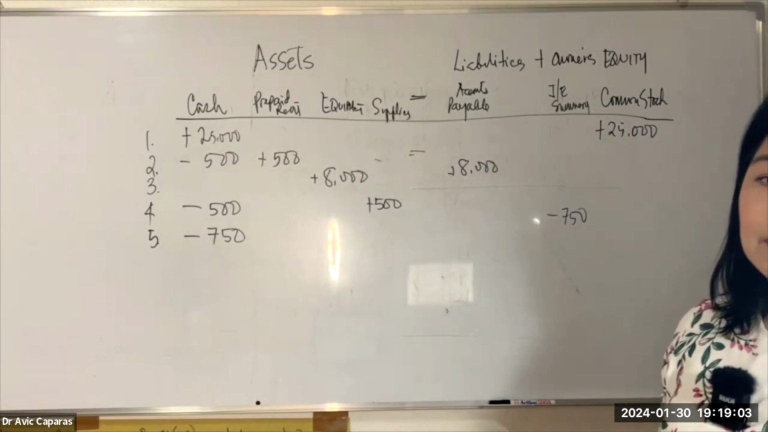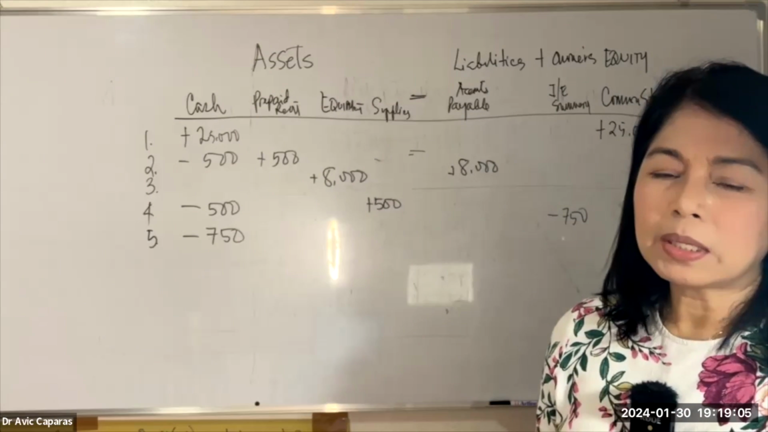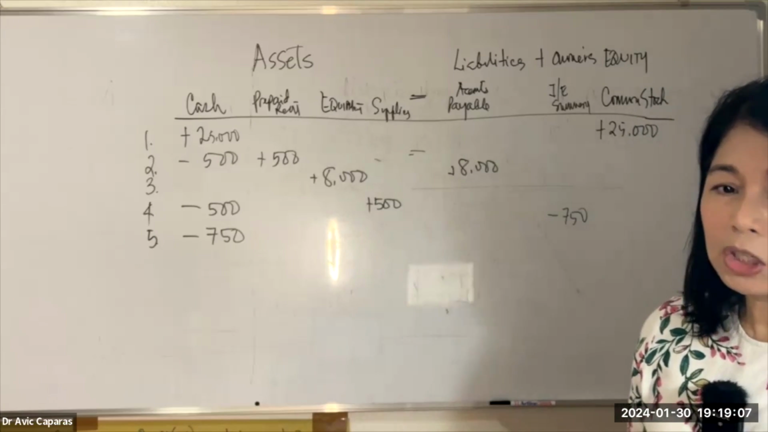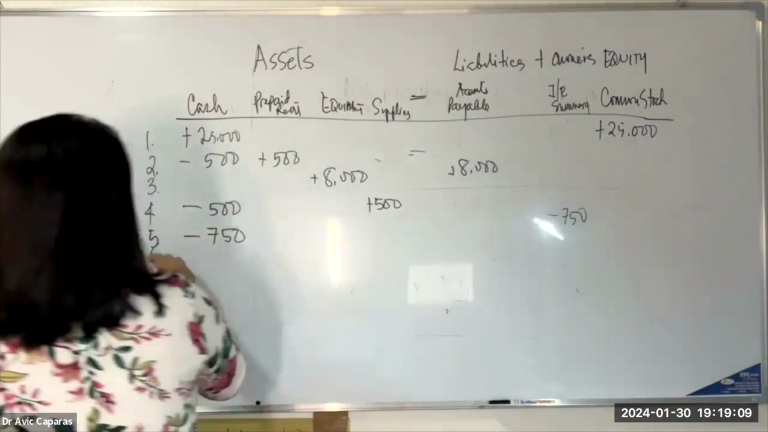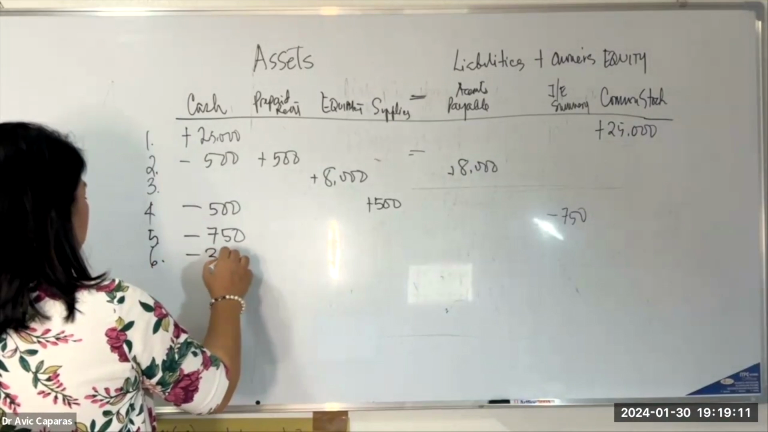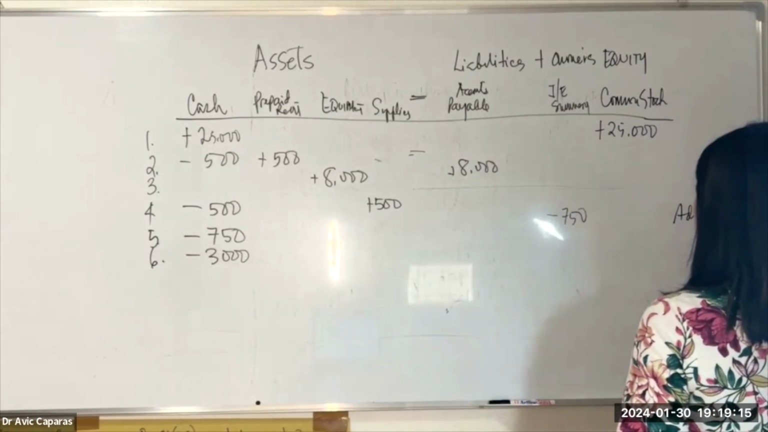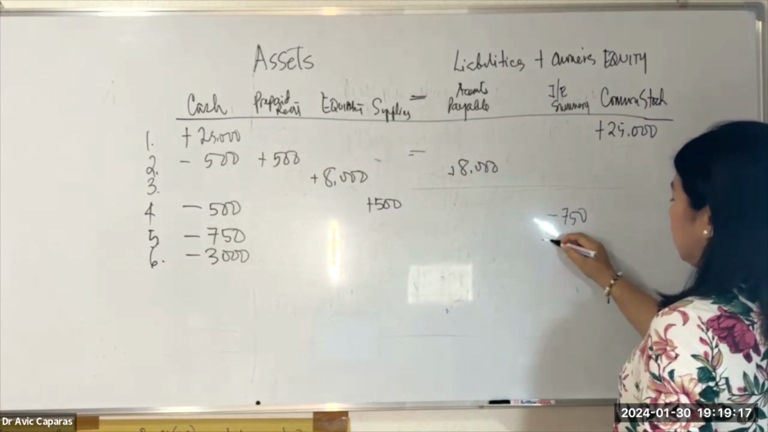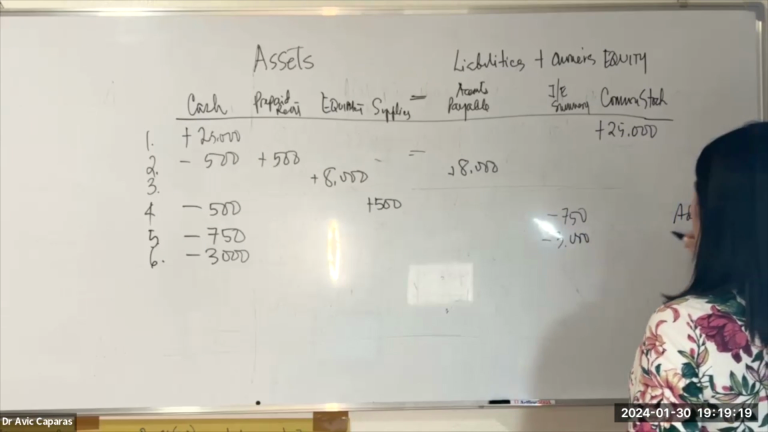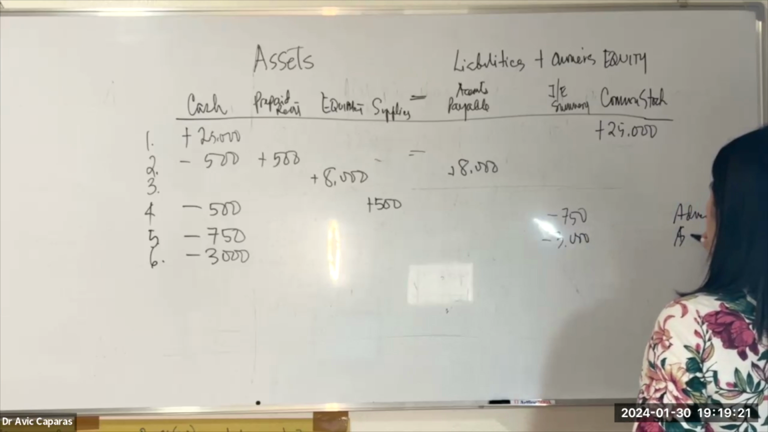750, number 5. Paid 3,000 employer salaries in cash. So it's minus 3,000. This is, let's describe it as advertising. Minus 3,000, sorry, this is salaries.